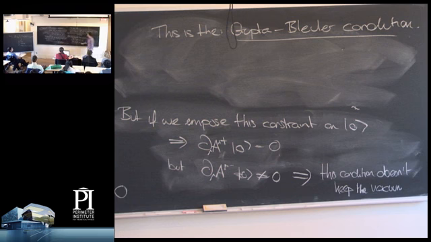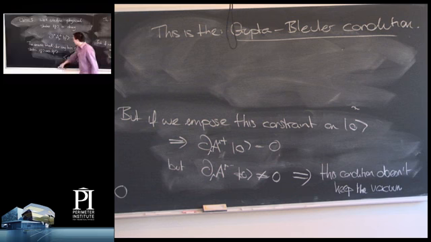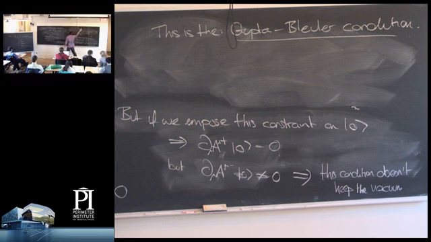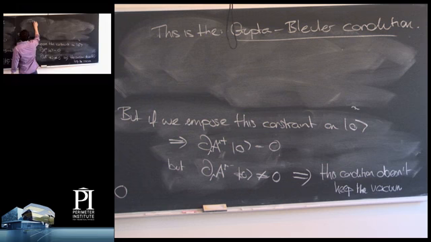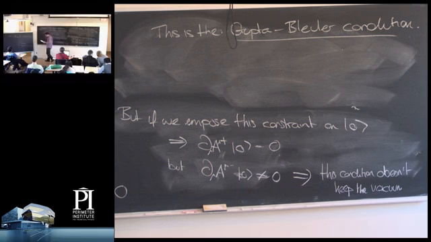Okay, so this has a name. This is known as the Gupta-Bleuler condition. Okay, so this is the thing that finally is going to work and allow us to have a sensible theory.